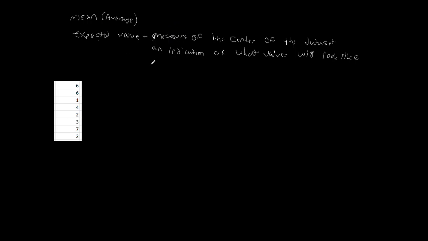If you had a mean of 100, you would expect most of the values to be closer to 100 than, say, 0. If you had a data set where the average was 10, you'd expect most of the values to be closer to 10 than 100.